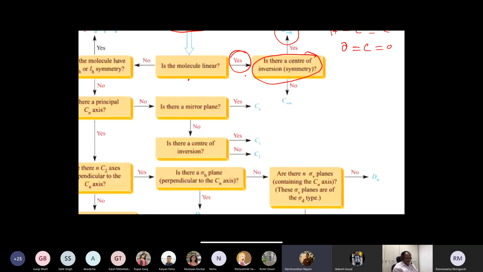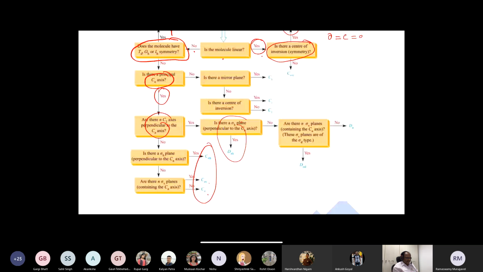Yes. If the molecule has no inversion center, it is Cnv. If the molecule is not linear, does it have any of the high symmetry groups? Directly assign it. If it does not, then ask whether a Cn axis is there. Yes. Is there a perpendicular C2 axis? If yes, you go to D. If no, you go to Cnh, Cnv, or just Cn. And if the molecule has n perpendicular C2 axes and there is a sigma h plane, it is Dnh. If it does not have it, you have Dnd, or just simply Dn.